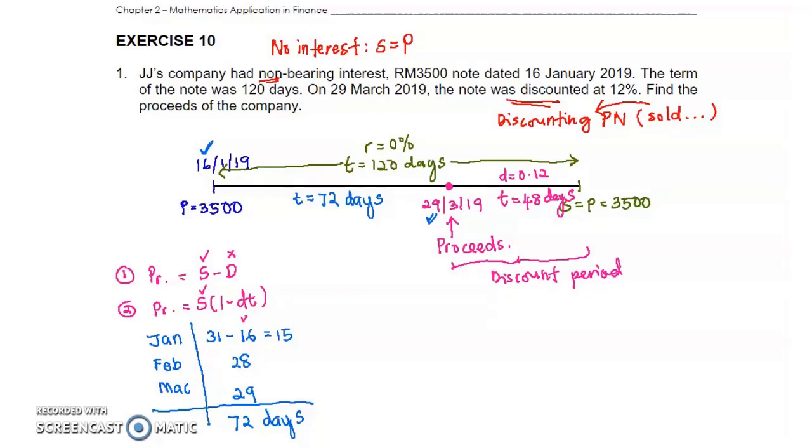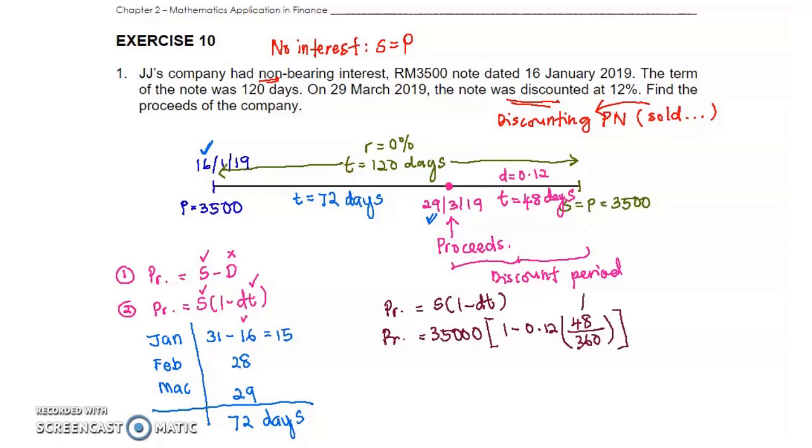Okay, now we can use the formula: proceeds equal to S multiplied by 1 minus dt. So S is 3500, 1 minus D, discount rate 0.12, and remember T here must be referring to the discount period, which is 48 days divided by 360.